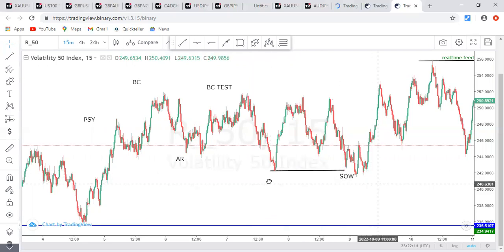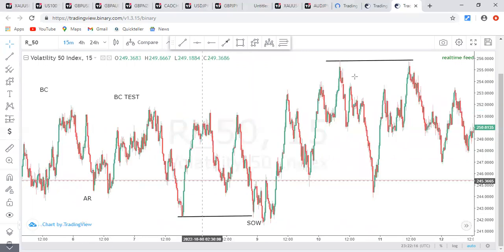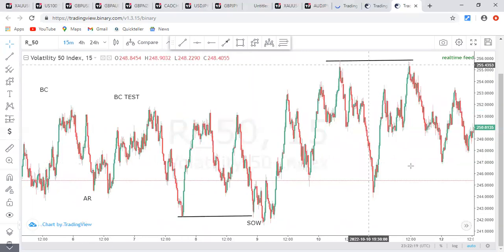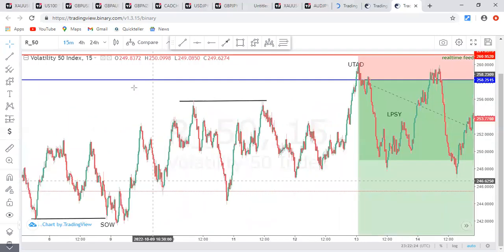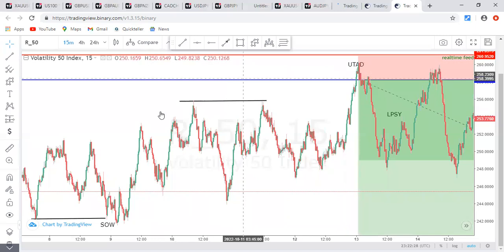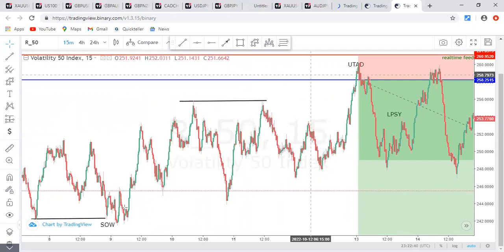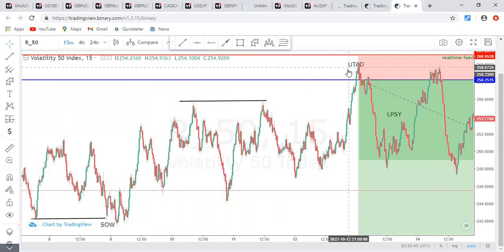Then the market created liquidity here, equal highs. So it was from there I was looking for my UTAD to take place. And you remember I told you that this is also my supply zone. So this consolidation was taking place just right below my supply zone. In fact, immediately I saw this, I just knew that price would tap me into my supply zone because UTAD had not taken place. UTAD, that's upthrust after distribution.